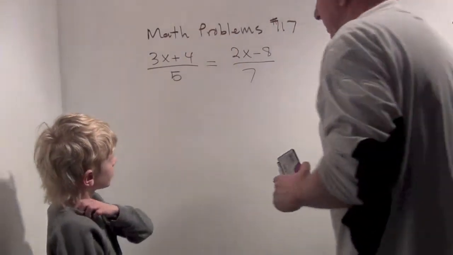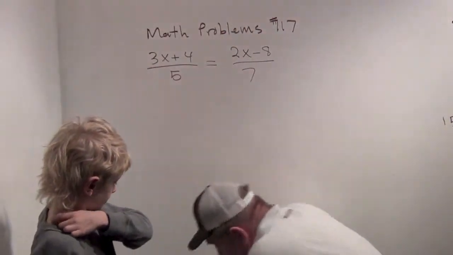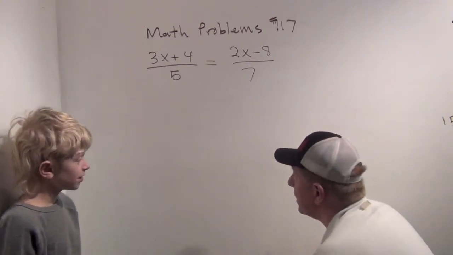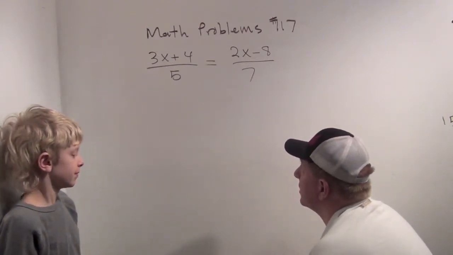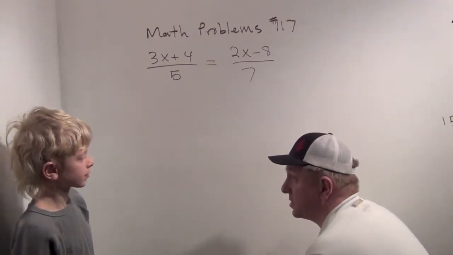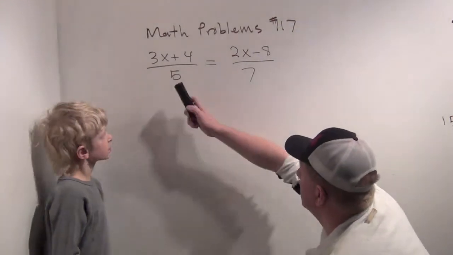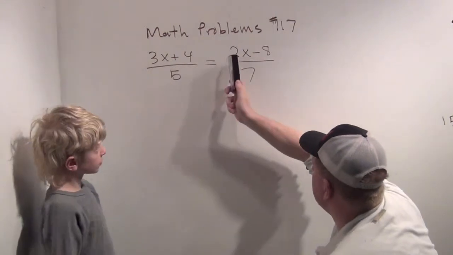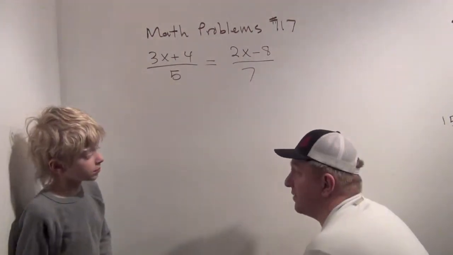Math problem number 117. So we're moving on to solving some really complicated linear equations, right? Here's one of the most challenging ones we've encountered. We're going to try to solve (3x + 4) divided by 5 equals (2x - 8) over 7.